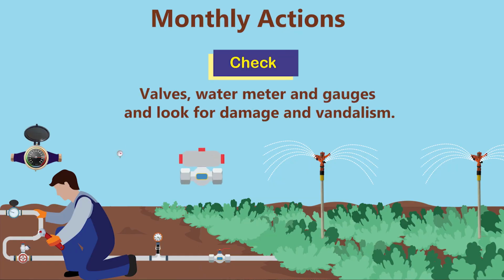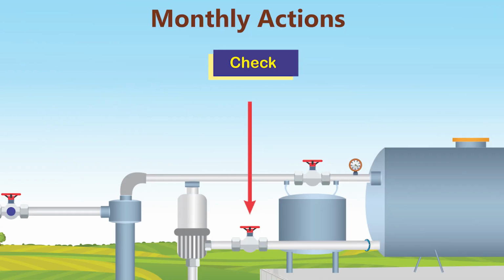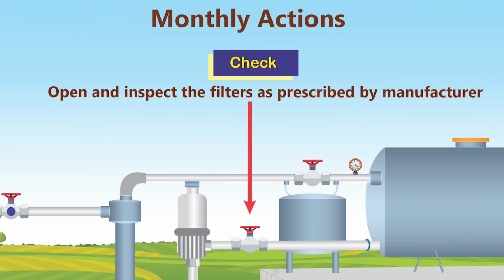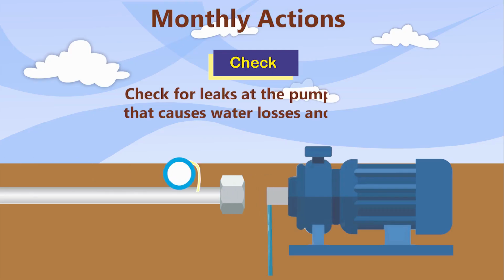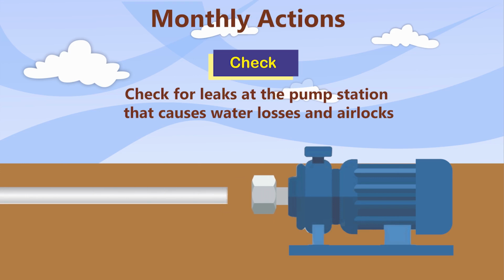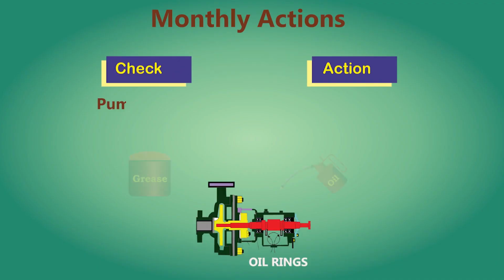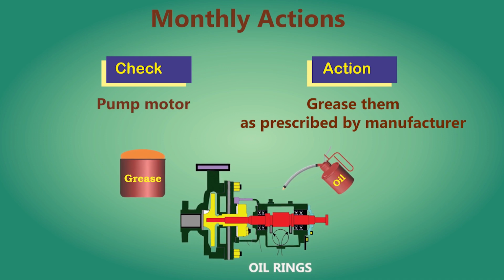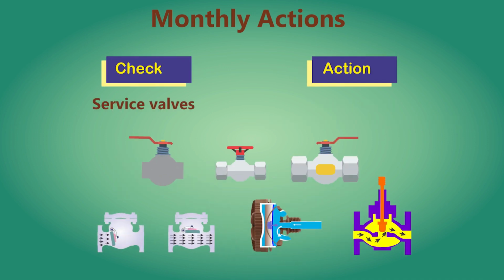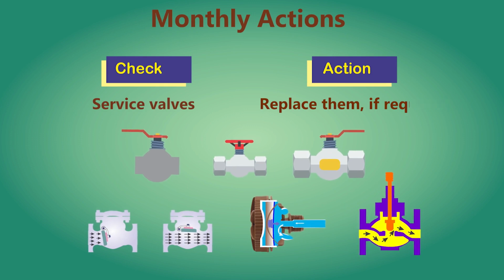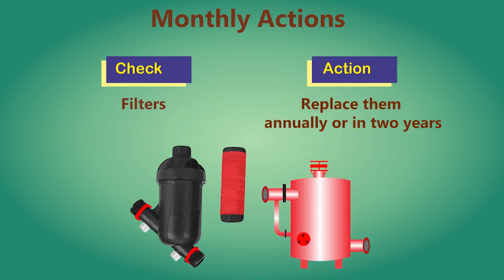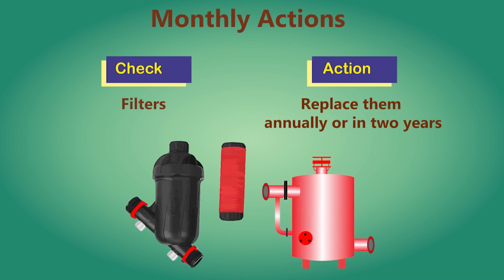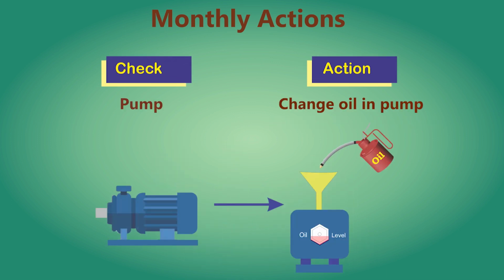Now let's see what the monthly maintenance plan is that you need to execute. Visually check the valves, water meter and gauges and look for damage and vandalism. Open and inspect the filters as prescribed by the manufacturer. Check for leaks at the pump station that cause water losses and air locks. The pump motor must be greased as prescribed by the manufacturer. Check the service valves and replace them if required. Clean the filters and replace them annually or in a period of 2 years. Change oil in the pump.